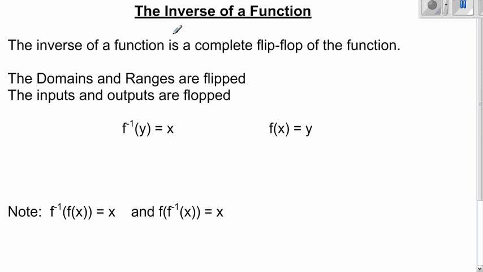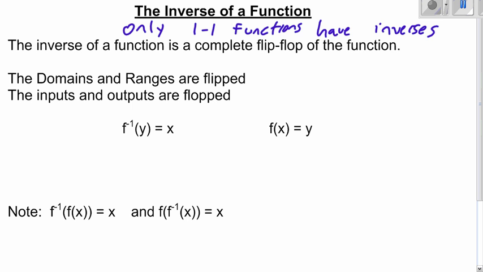So the inverse of a function comes naturally after talking about one-to-one, because only one-to-one functions have inverses. And an inverse is just a complete flip-flop of the function. The domains and ranges are flipped, the inputs and outputs are flopped. What that means is for the inverse function, f inverse of y equals x, that's the exact same thing as saying f of x equals y.